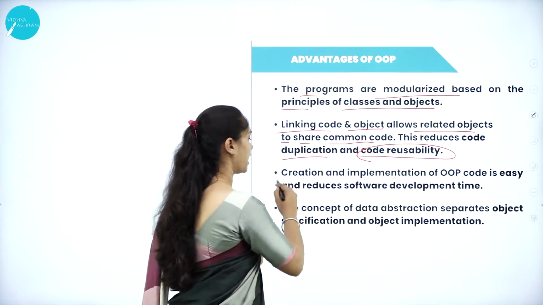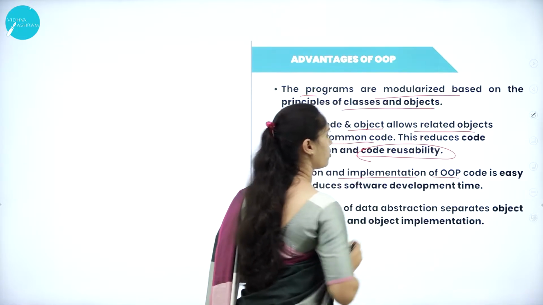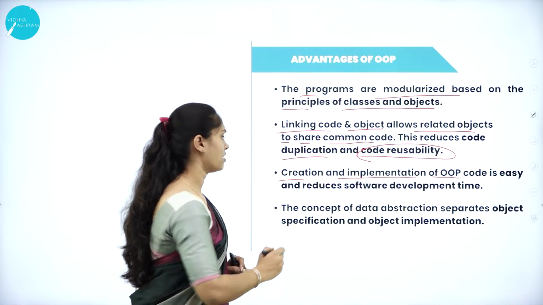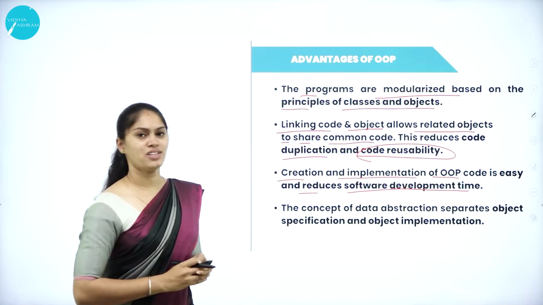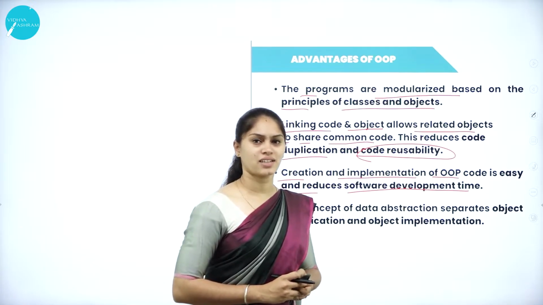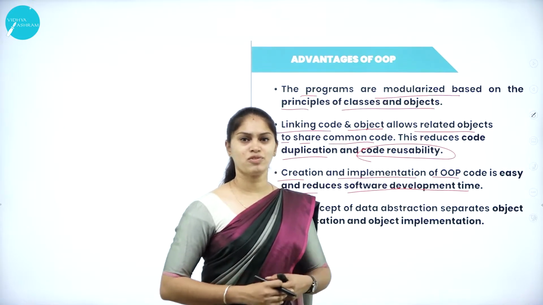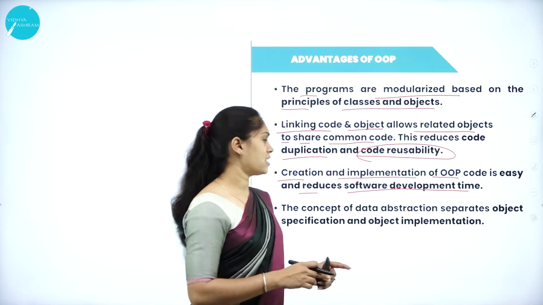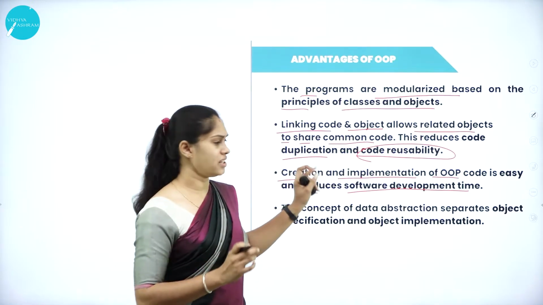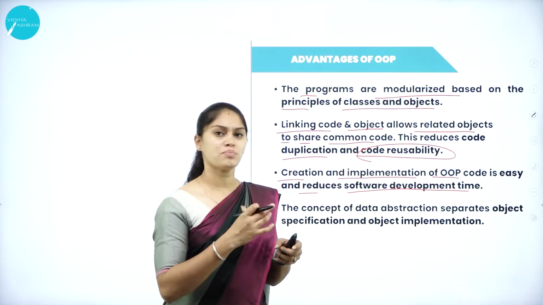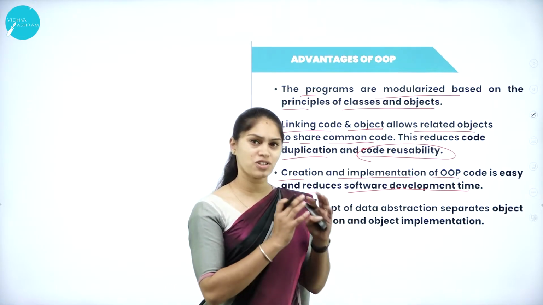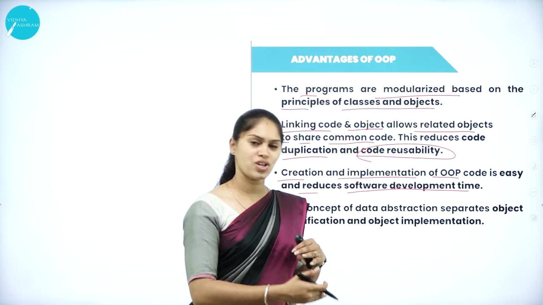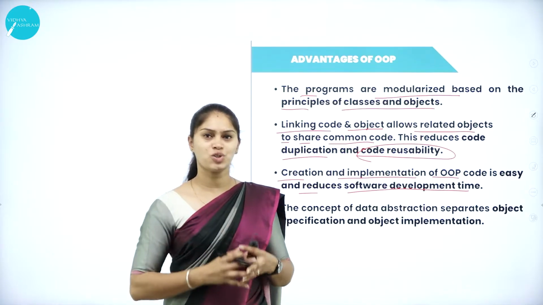Next, creation and implementation of object-oriented code is easy and reduces the software development time. There is no restriction over the creation of an object, right? We can create any number of objects. Creation and implementation of object code, everything will be used as an object. By making use of that concept, creation and implementation is not so difficult.